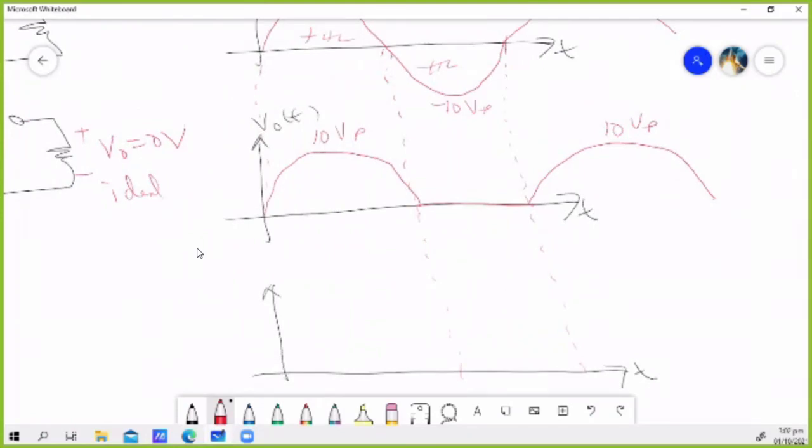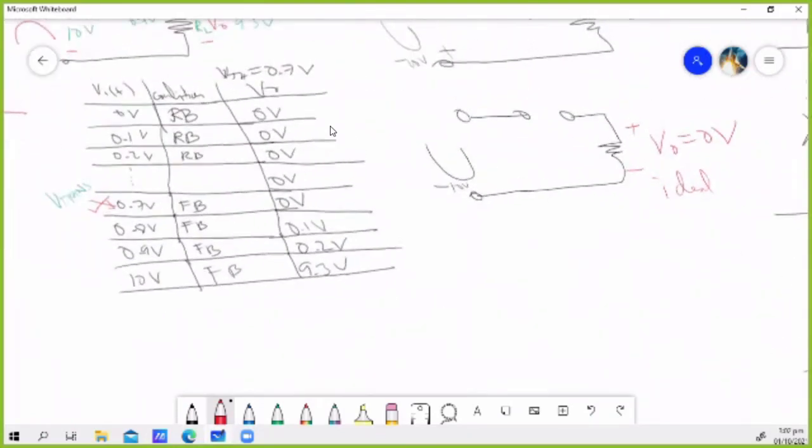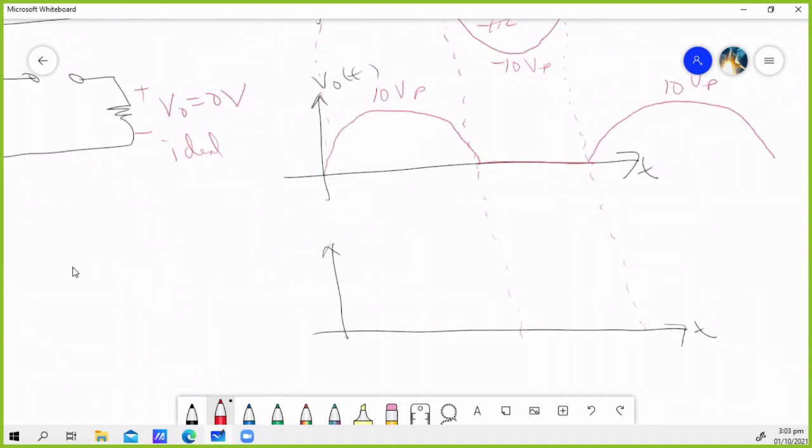Sa 0 volts, mapansin nyo, based sa ating table, ang output natin is still 0. Sa 0.1 volts, output natin is still 0. Sa 0.7 volts, output natin is 0 pa rin. Nagkaroon lang tayo ng output na 0.1 nung ang input natin ay naging 0.8. So ganito yung mangyayari. Let's say this is 0. So ang output mo dito is still 0. 0.1, 0 pa rin. So on and so forth. Until 0.7. Let's say this is 0.7.